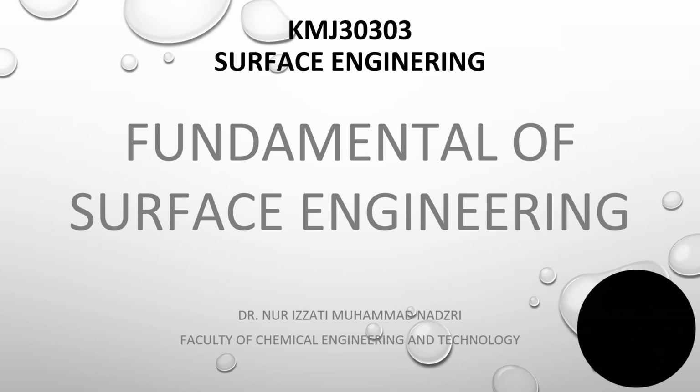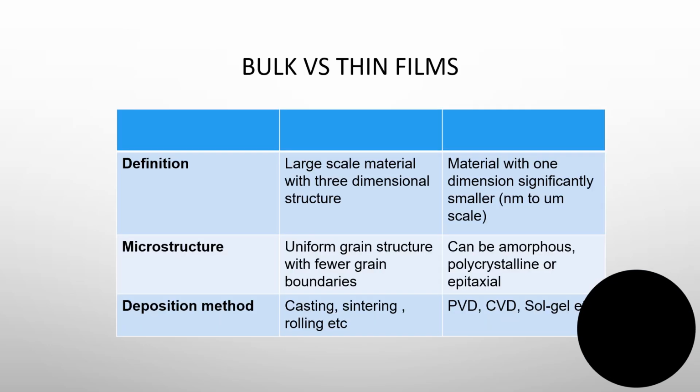So today we're going to continue on chapter 2, Fundamental of Surface Engineering. Before we proceed to the fundamental of surface engineering, we have to have some basic understanding of the differences between the bulk and the thin films. By definition, the bulk sample we can classify as a large scale material with three-dimensional structure, which is 3D. Whereas for thin film, we can classify it as material with one dimension or 2D dimension.